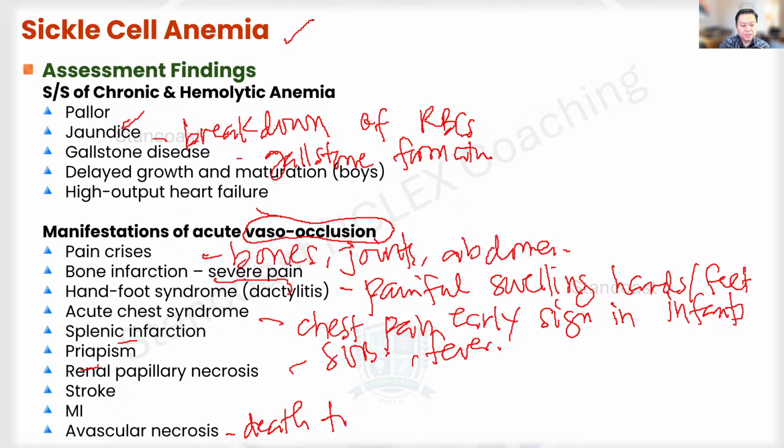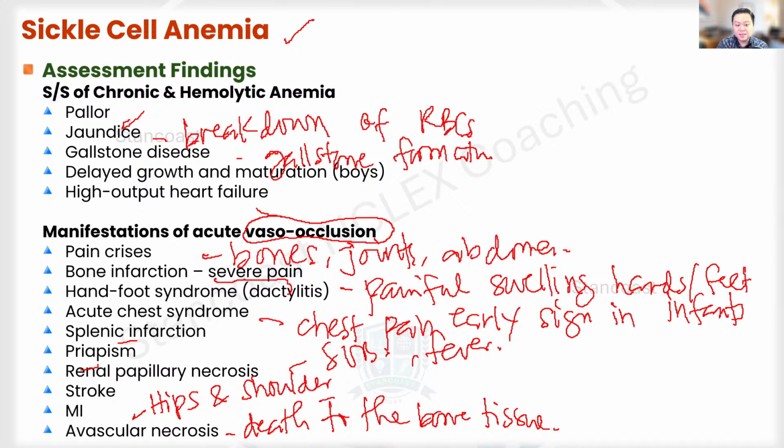Death to the bone tissue. And again, the reason for that is the blockage of that blood flow into the bone structure. And the avascular necrosis is often affecting the hips and also the shoulders. So this is a common complaint in those patients having the sickle cell crisis. They're going to affect the hips and the shoulders, and this is where they're usually going to complain of that pain. Okay, hips and shoulders.